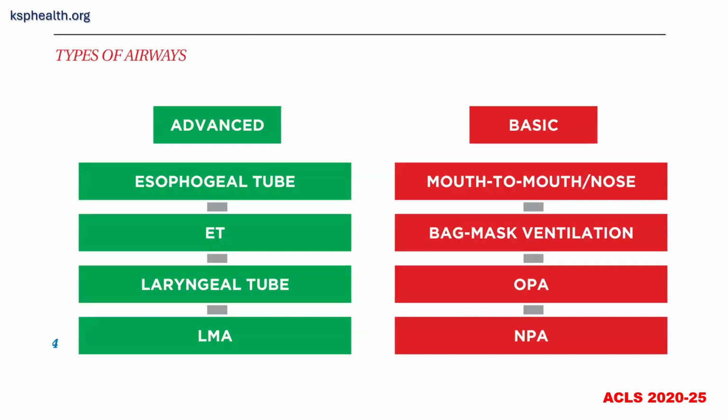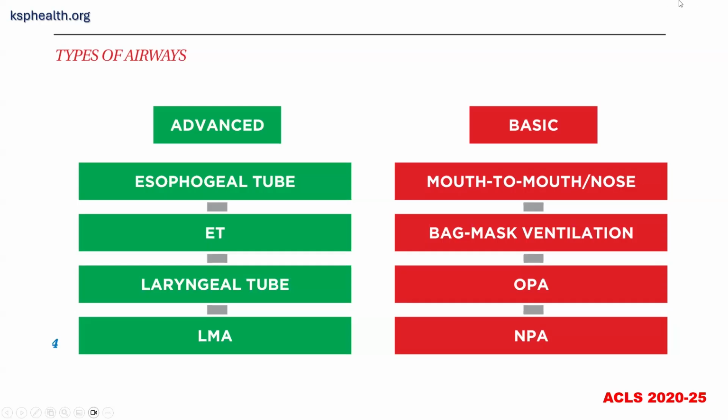So, what kind of airways? One, advanced; the other, basic. The basic airways everybody should be proficient in, not only the doctors, nurses, respiratory therapists, and paramedics, but including the public. So teaching them is very important in saving the patient's life. Mouth to mouth or nose, bag and mask ventilation, especially for paramedics, oropharyngeal airway, and nasopharyngeal airway, everybody should be proficient in. Advanced airways need some skill sets.